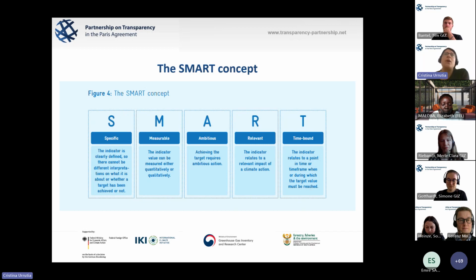So once you have SMART targets, this concept also becomes relevant for the indicators, because a SMART target gives information on what indicator can be used for tracking this target. The indicator should also be specific. It should be measurable. It should reflect or be able to reflect the ambition. It should be relevant to the action behind the target, and it should be time-bound. So it should be relevant to the time frame in which the target needs to be achieved.